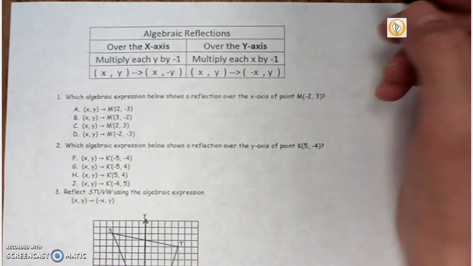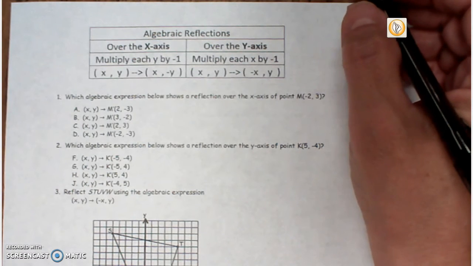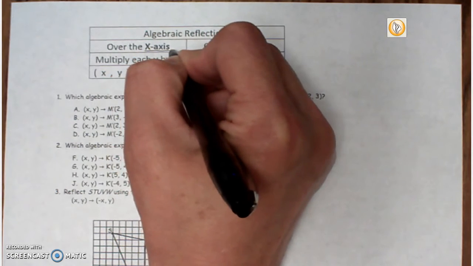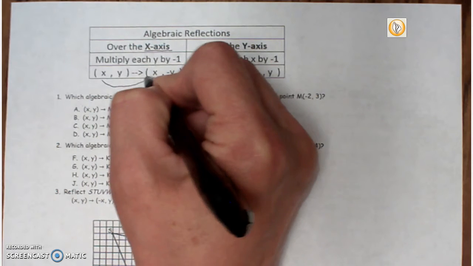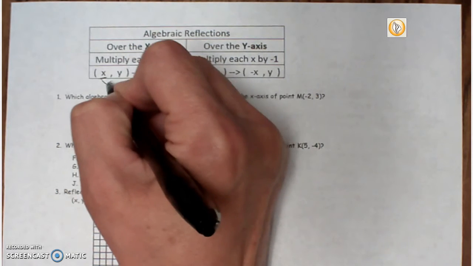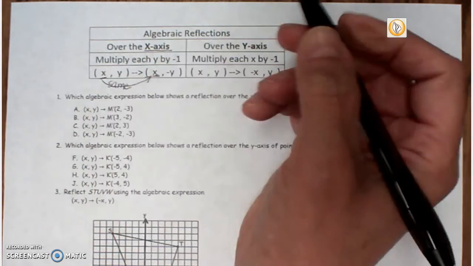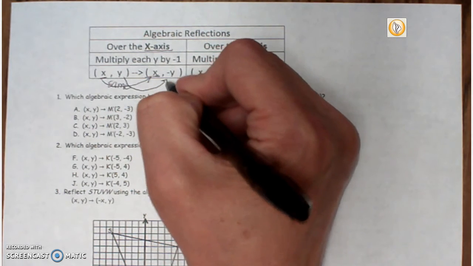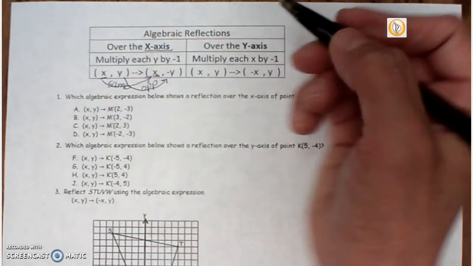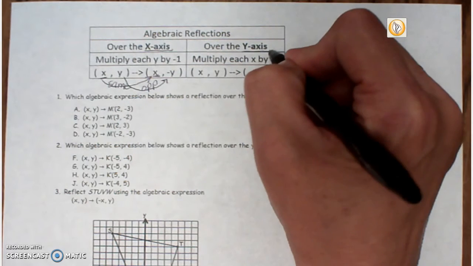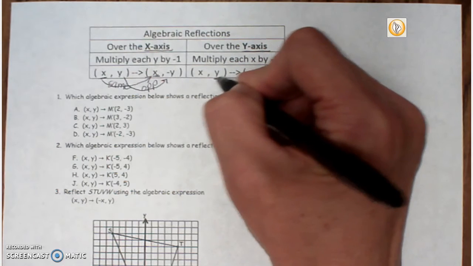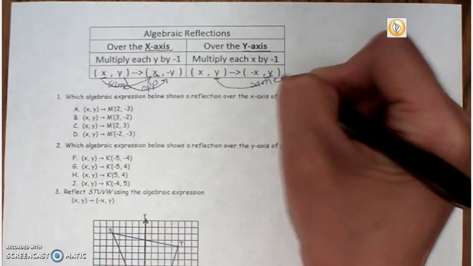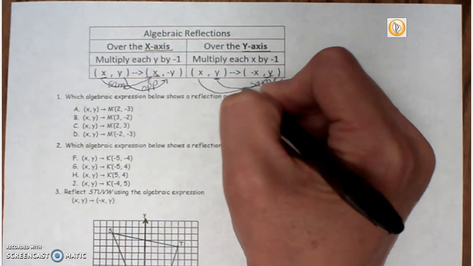When we turn to the back of your notes, the algebra is at the very top. Again, when your axis of symmetry is the x-axis, X stays the same. When the x-axis is the axis of symmetry, Y becomes the opposite of whatever it was. When the y-axis is the axis of symmetry, then Y stays the same. And X would become opposite.